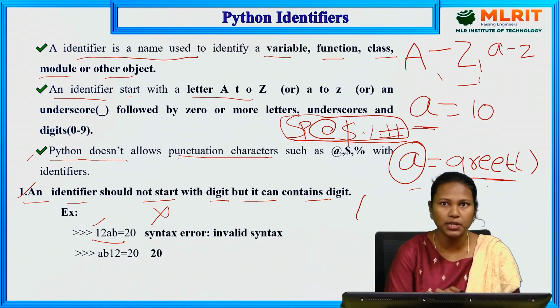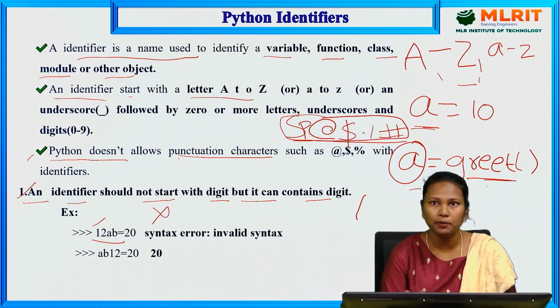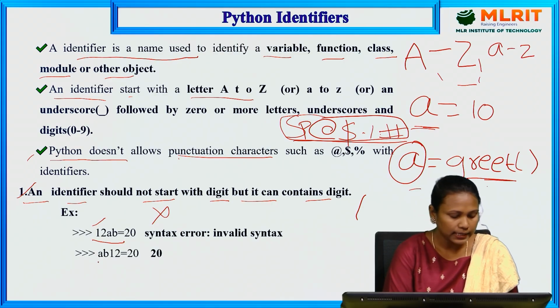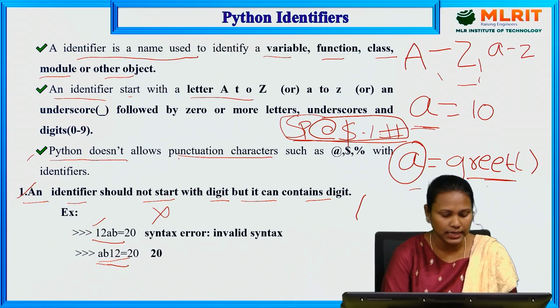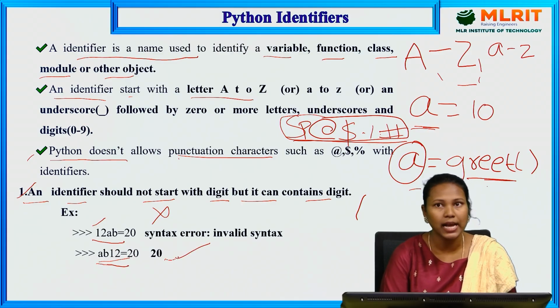The condition is that it has to start with alphabetical letters, either small or capital, or it should start with the underscore only. So AB12 starts with the alphabet followed by numbers. It is acceptable. It is the correct syntax.